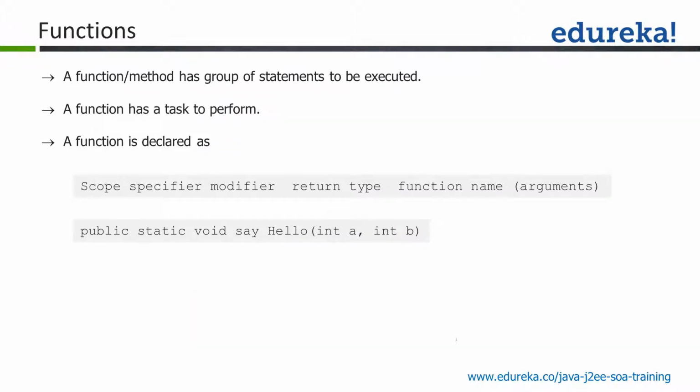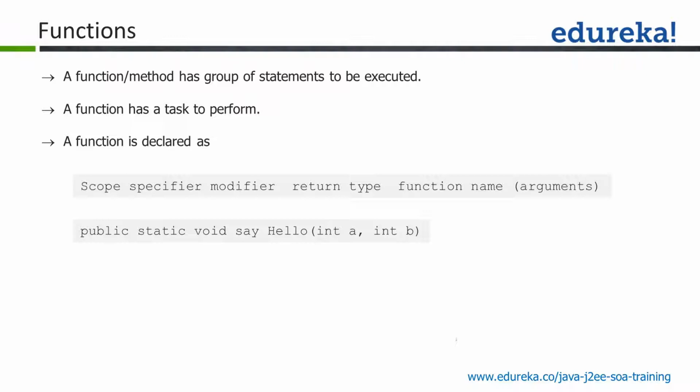Functions work in a similar way. They help to save our time, and when you are writing a Java program, they are going to be of much use because you can execute them again and again. So let's see what exactly a function is. A function or a method or a procedure is a group of statements to be executed. This is a group of statements which we want to be executed repeatedly, so we make it a method. A function has a task to perform. A function should be meaningful. There should be a particular task which it can perform.